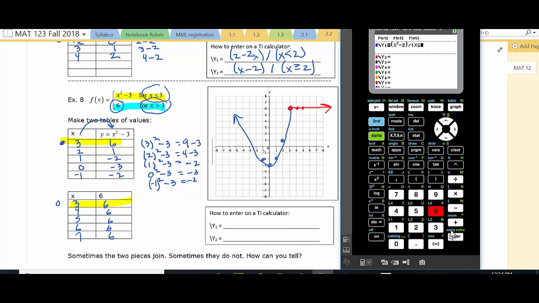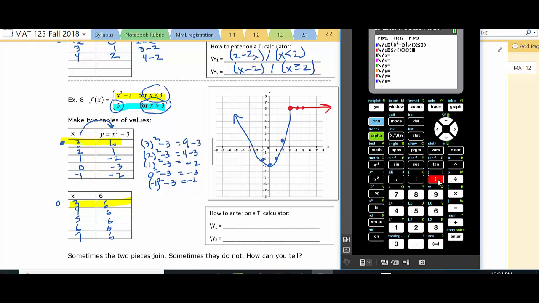Okay, and then that would be less than or equal to 3. Okay, close parentheses. And then the second one, you can probably leave the parenthesis off the 6 because it's only one number. And then in parentheses, put in the x, and then greater than 3 like that. And then you can try to graph it and see if it's the same thing we just did.